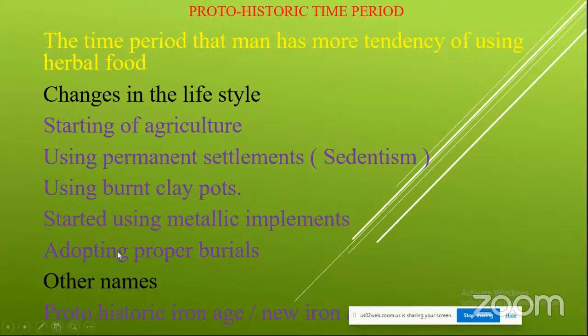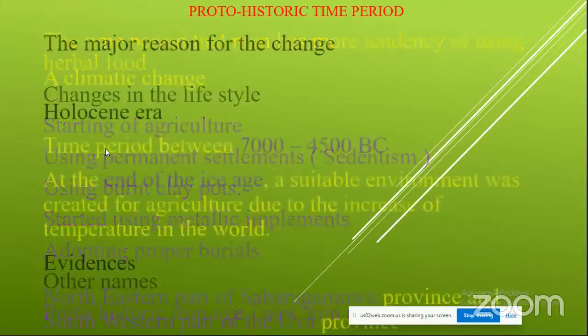They even started adopting proper burials. Proper burials means what? They started burning dead bodies. Burning dead bodies was not there during the time of the Stone Age, only burying the dead body, right? So these were the main changes in the lifestyle. This is very important for questions. They ask what are the changes experienced in the lifestyle when moving from the Stone Age to the Proto-Historic time period. This is the agricultural time period.